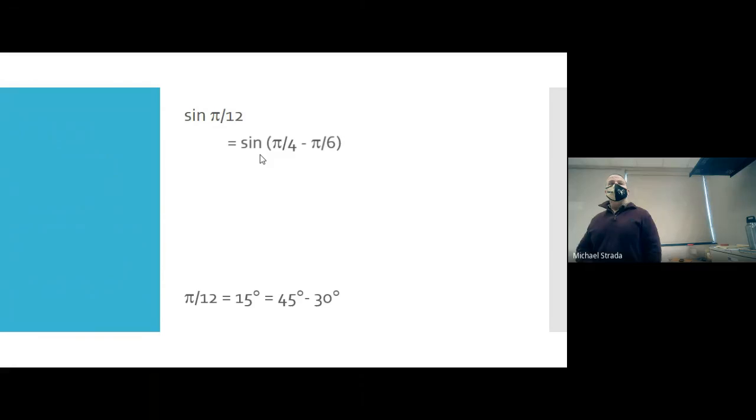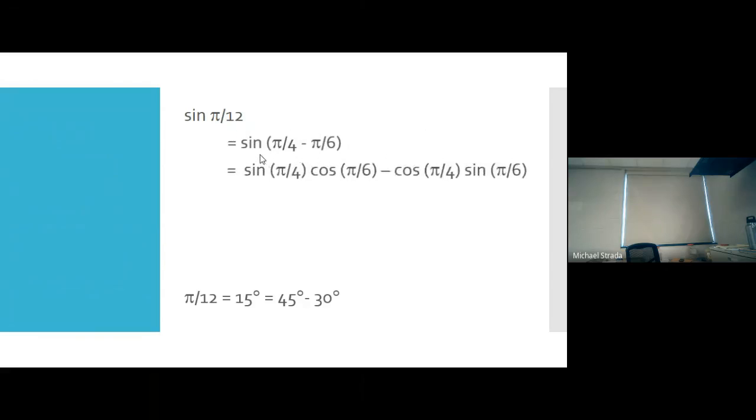Wait, it was just 180 divided by 12, right? If it gives it to you in radians, just think of it as 180 divided. You would write sine of 45 minus 30. You can do it that way too. But this is just showing it if you want to do it in terms of radians.